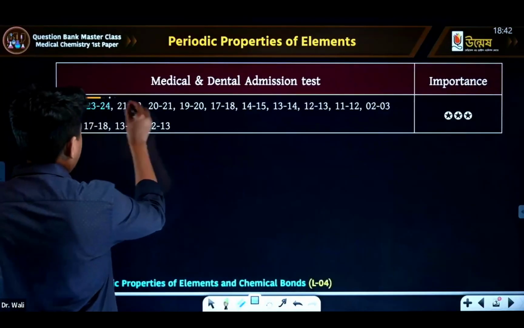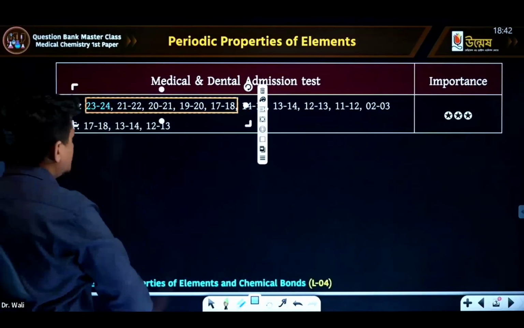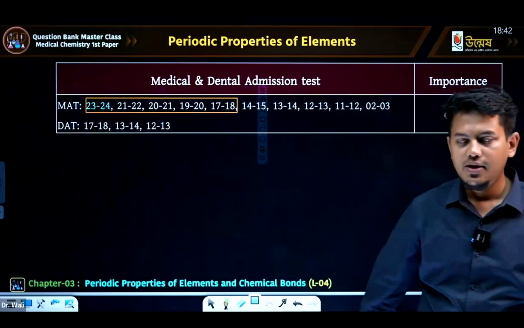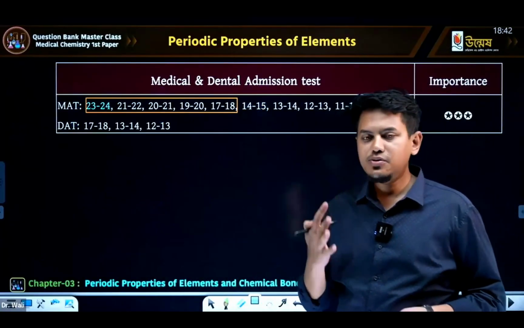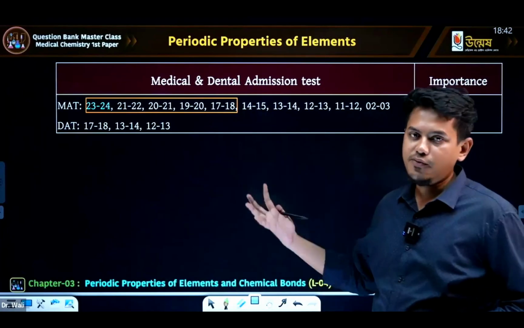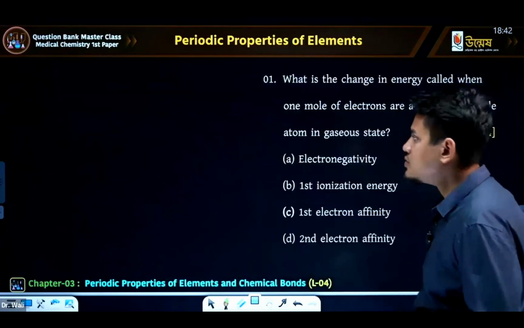As we can see, almost every year from the 2017-18 session to the 2023-24 session, there was a question from this topic. So we can't ignore this topic, and we should try to grasp the technique of solving a question when it comes as an MCQ. So let's start the questions.